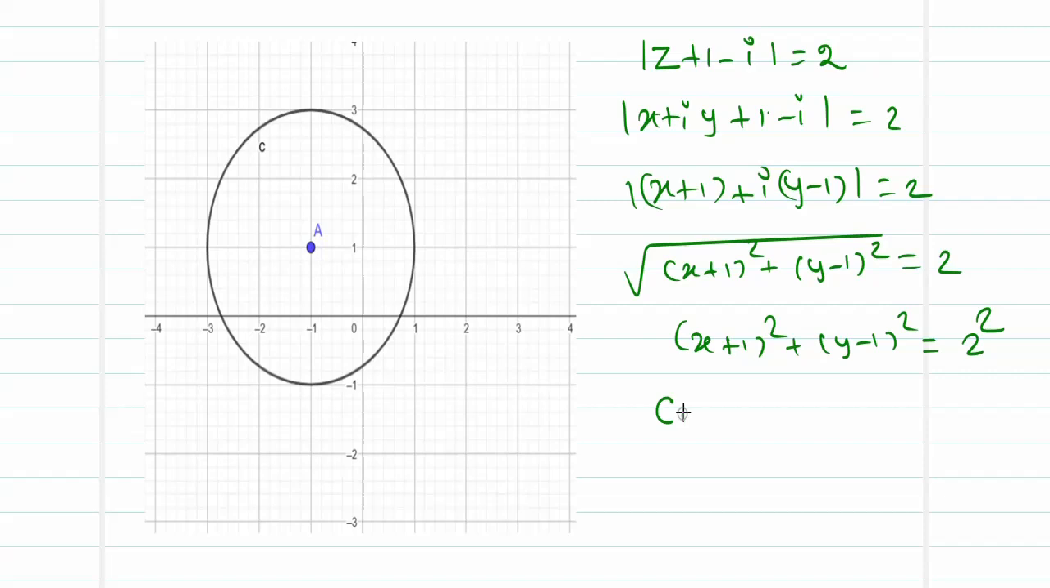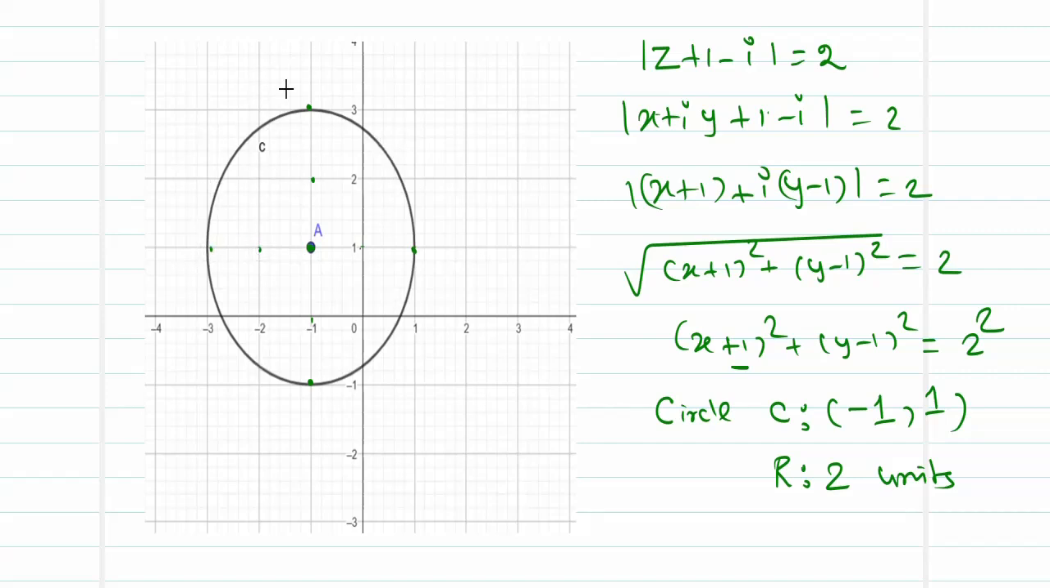This represents a circle with center: the x coordinate will be minus 1 and the y coordinate will be plus 1. So the center is minus 1 comma plus 1 and the radius is equal to 2 units. Now mark the point minus 1 comma plus 1. Mark 2 units to your left, 2 units to your right, 2 units to the top and 2 units to the bottom on all sides.